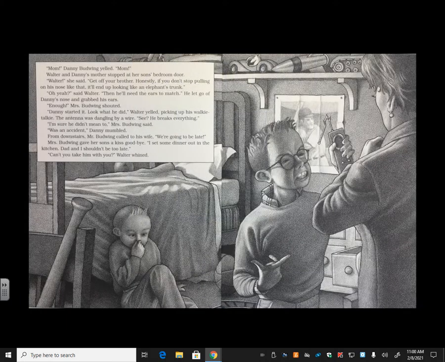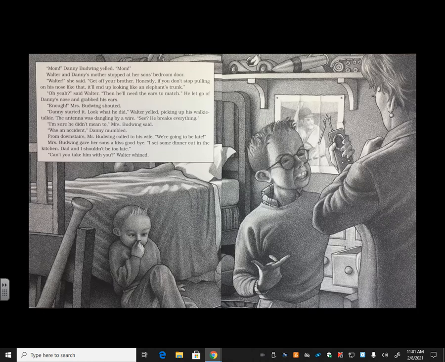"Mom!" Danny Budwing yelled. "Mom!" Walter and Danny's mother stopped at her son's bedroom door. "Walter," she said, "get off your brother. Honestly, if you don't stop pulling on his nose like that, it'll end up looking like an elephant's trunk." "Oh, yeah?" said Walter. "Then I'll need the ears to match." He let go of Danny's nose and grabbed his ears.